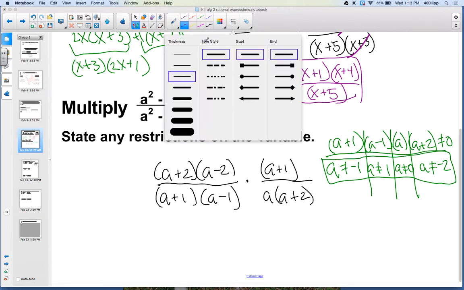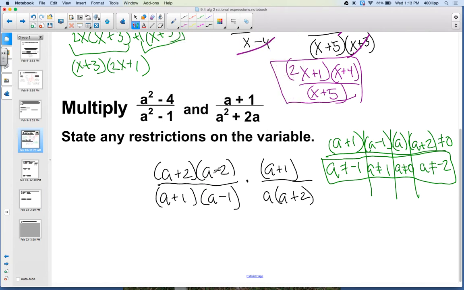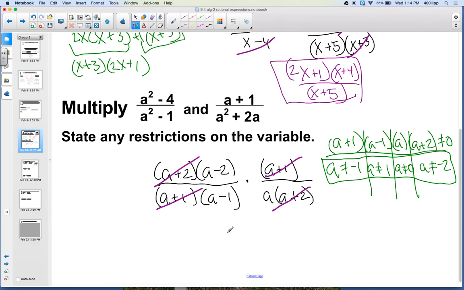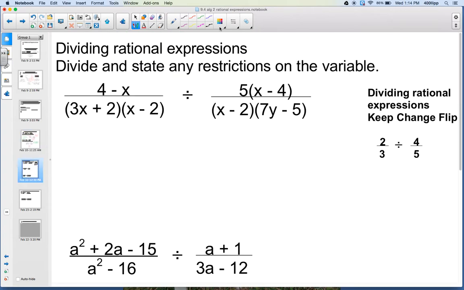Okay, and then we can go ahead and cancel some things out. So we have, let's see here, an a plus 1 over an a plus 1, that will cancel. We have an a plus 2 over an a plus 2, that cancels. And that looks like all we have. So once we cancel everything out, we are therefore left with a minus 2 over a times a minus 1. And this is now simplified. Okay, moving on to division.